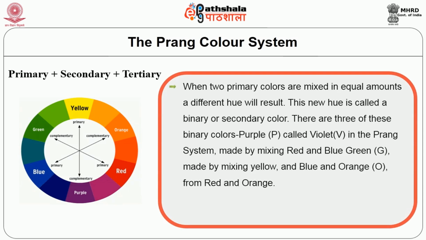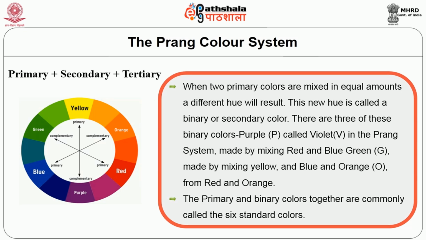When 2 primary colors are mixed in equal amounts, a different hue will result. This new hue is called a binary or secondary color. There are 3 of these binary colors: purple, which we call violet in the Prang system, made by mixing red and blue; green, made by mixing yellow and blue; and orange, made from red and yellow. The primary and binary colors together are commonly called the 6 standard colors.